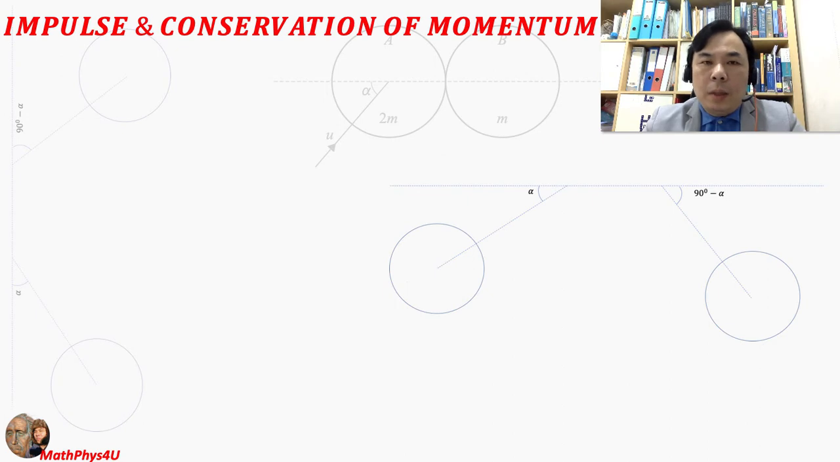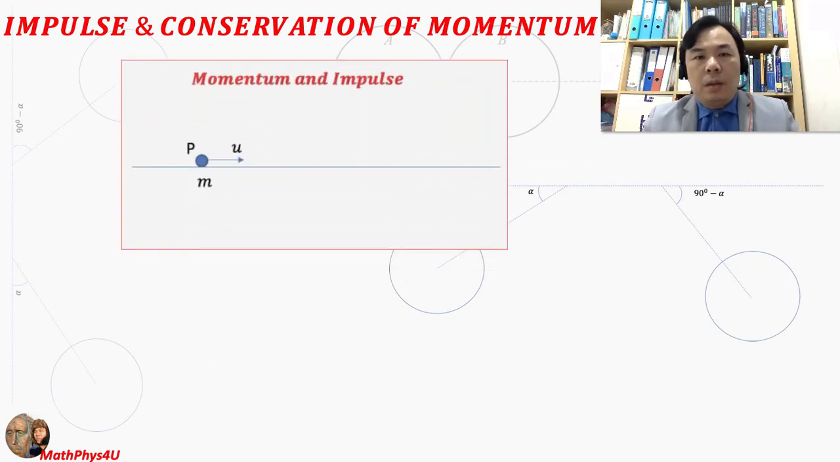Now, other than momentum, we also have to revisit or recap what is known as impulse and conservation of momentum in this case. Right? Before we go into more depth, we're going to look at one simulation here. Now, you can see that I'm trying to illustrate to you the relationship between momentum and impulse. For this example, we are looking at a particle with a mass m. This particle is particle P.